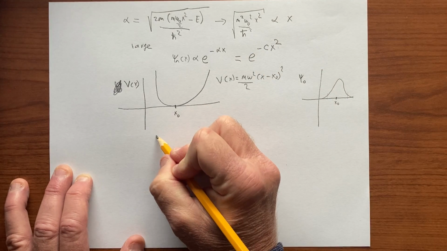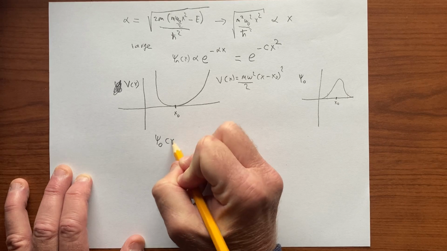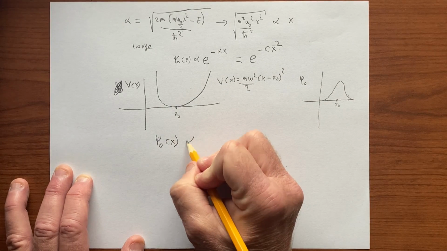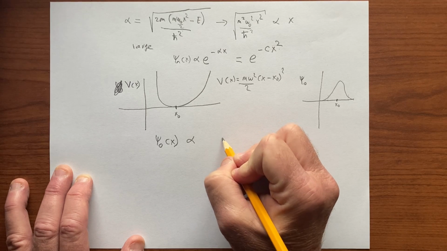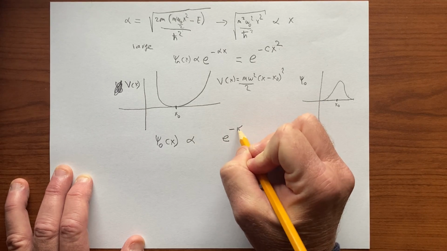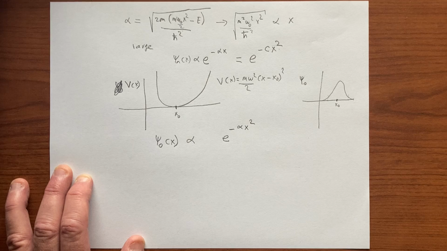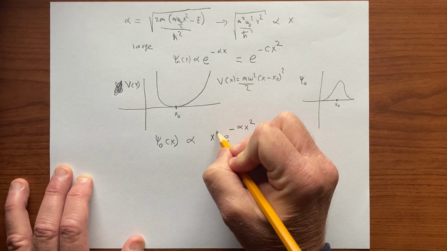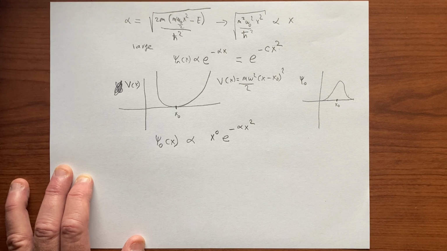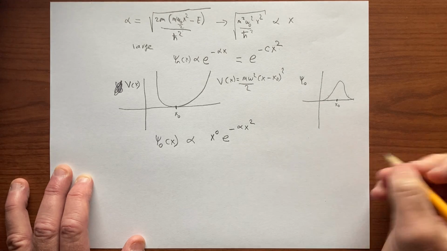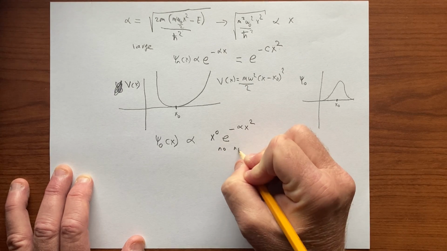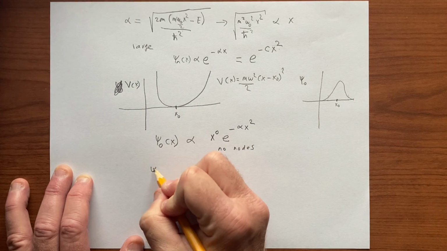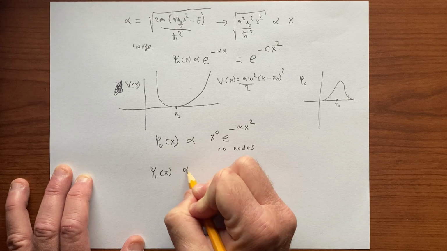So we can motivate that psi 0 of x is proportional to e to the minus some term times x squared, and there's nothing else there. So this could be an x to the 0 kind of quantity. There's no further x dependence, right? That means there are no nodes, as we see there. But we can see a pattern emerge here.